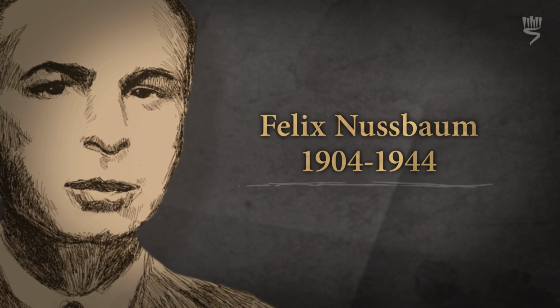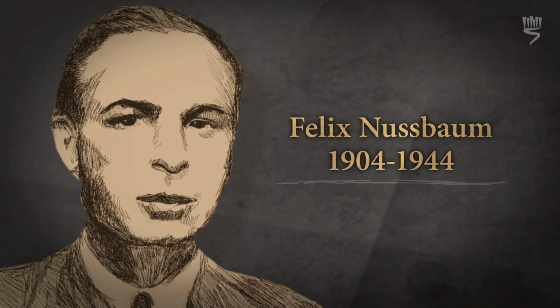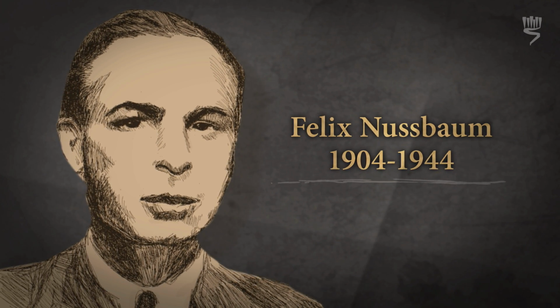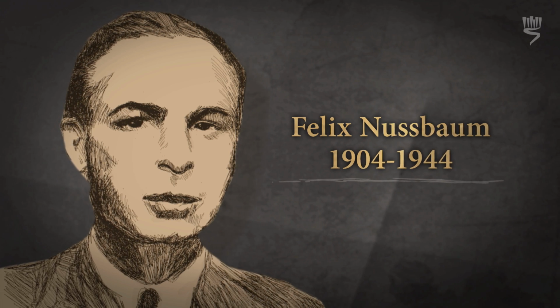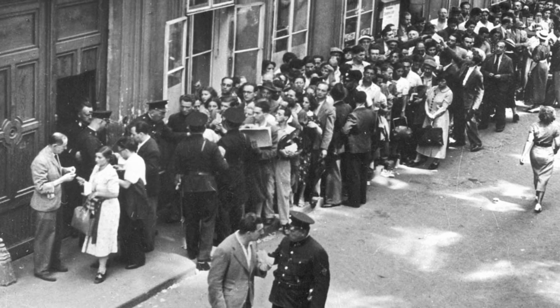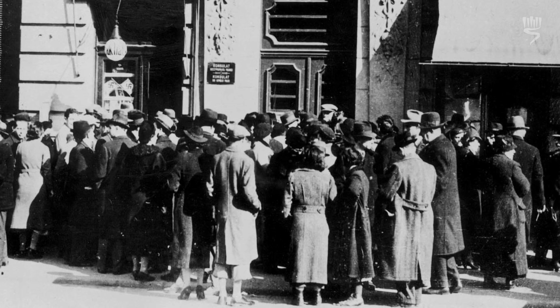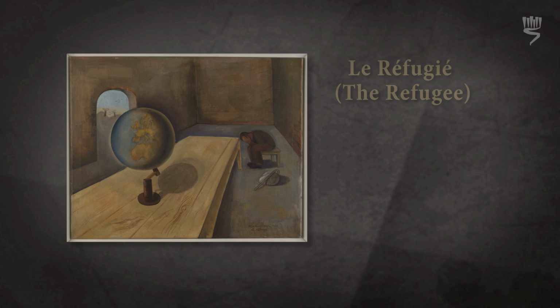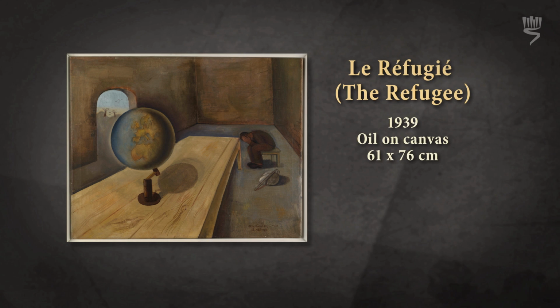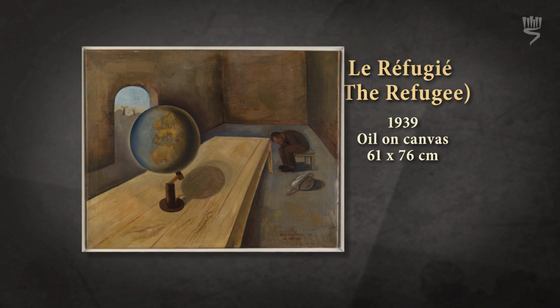Felix Nussbaum was a German Jewish artist who became a refugee in Belgium after the Nazis came to power in 1933. On the eve of World War II, most countries in the world refused to accept Jewish refugees. Nussbaum painted the refugee as a way to demonstrate his plight as a Jew who had no place to go.